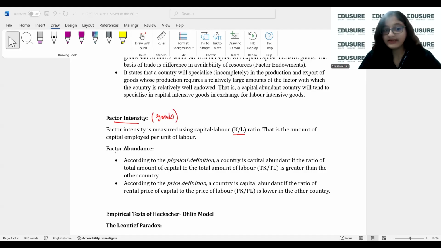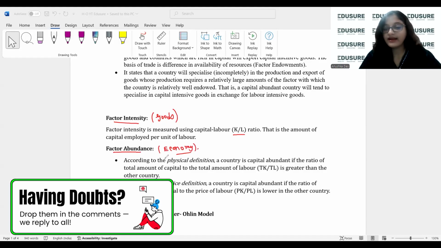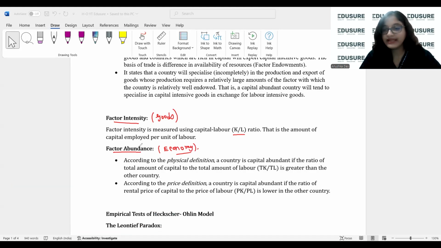But factor abundance is a concept which is related to the economy as a whole. Now you can explain abundance in two ways. First is the physical definition, another one is the price definition. I have given just a one-liner definition of it. Here in this note, you will not find details of anything. You will just find the concept, a one-liner summary of all the concepts.